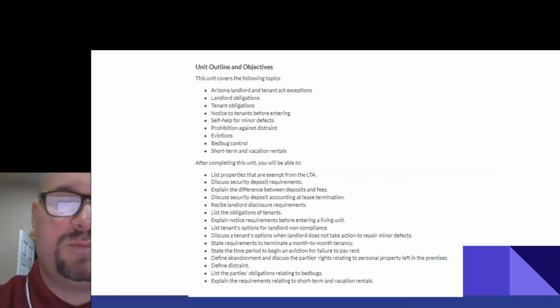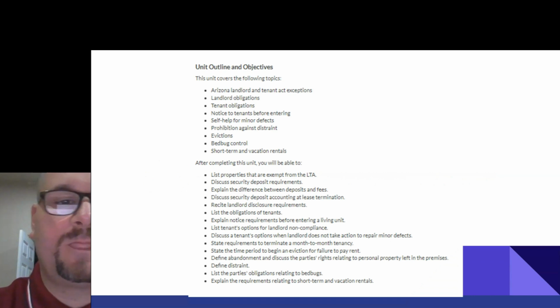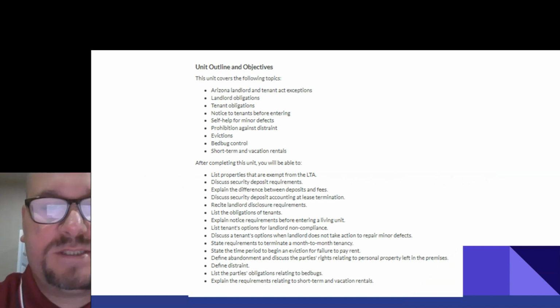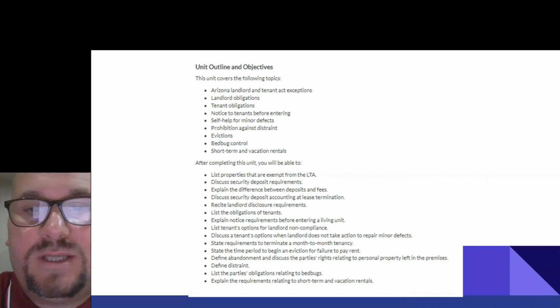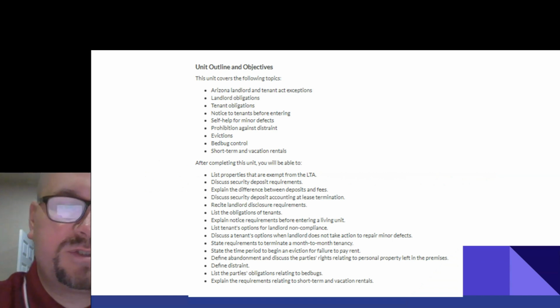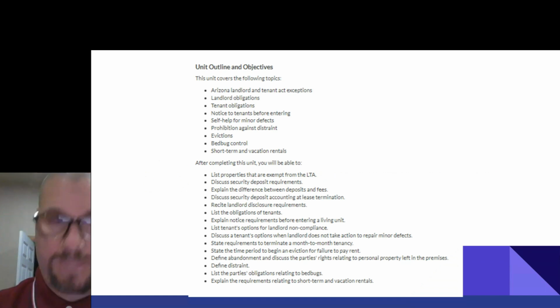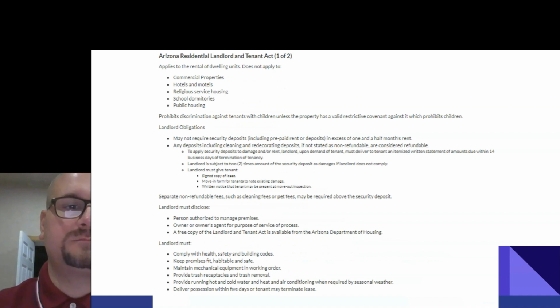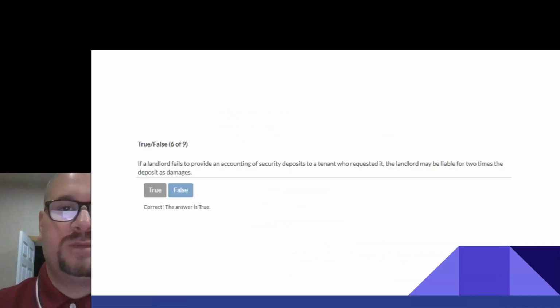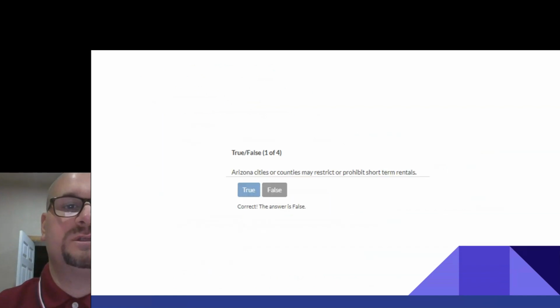state the time period to begin an eviction for failure to pay rent, define abandonment and discuss the parties' rights relating to personal property left in the premises. You'll be able to define distraint, list the parties' obligations relating to bed bugs, explain the requirements relating to short-term and vacation rentals. Okay, so you're going to need to do some independent studying. I'll go over the unit summary and the unit quiz.